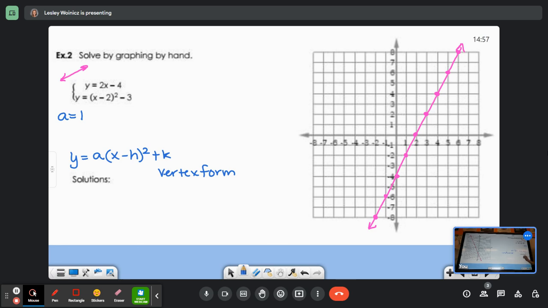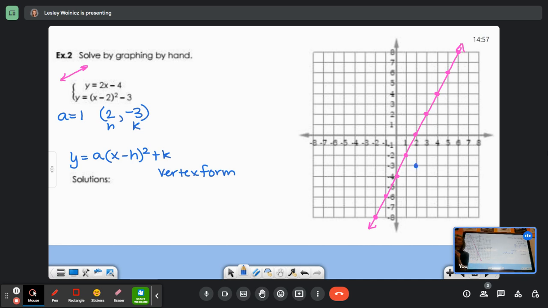What's the h? Positive 2 is the h. And what's the k? Negative 3. Correct. Remember that the h and k tell us the vertex. They're the x and y coordinates of the vertex. So (2, negative 3), that's down here.